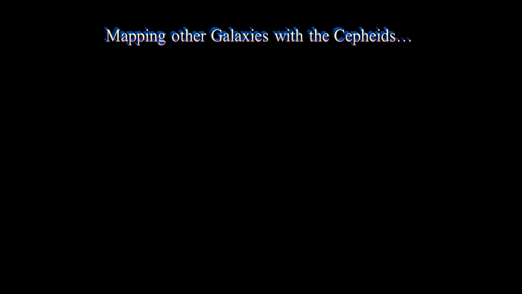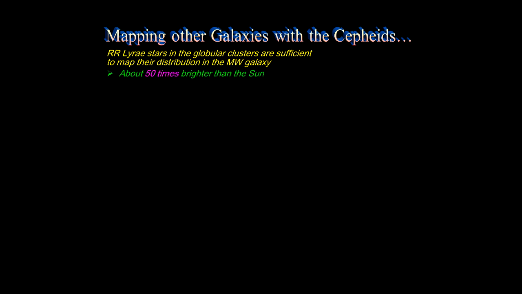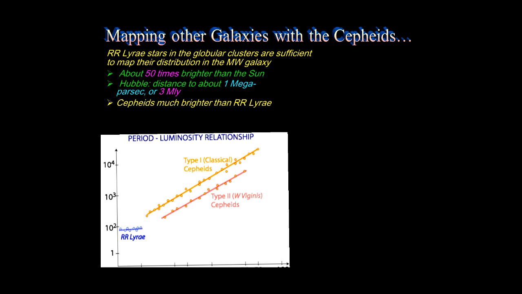Remember the Cepheid variables? We alluded to the fact that they are useful for discovering distances. Well, now you're Cepheid experts, so this should make a lot of sense. At the lower end of the period-luminosity relation, we have the RR Lyrae. They're also lower luminosity, about 50 times brighter than the Sun. The Hubble telescope can observe these out to about 1 megaparsec, or about 3 million light years away.